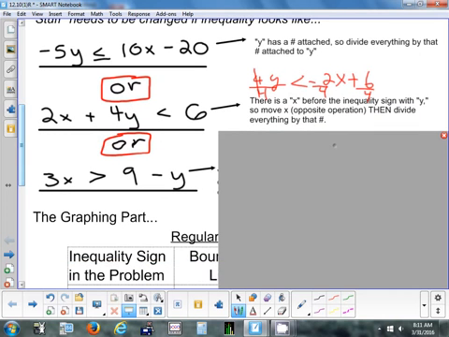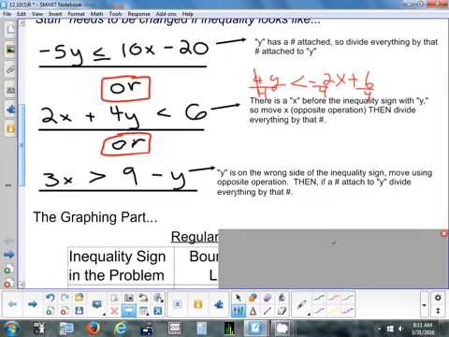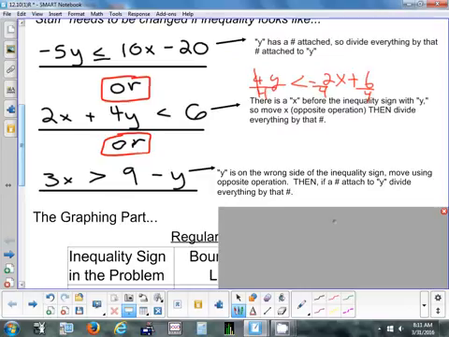And the last type of thing you might have to do to rearrange it is if we have y on the wrong side. We don't want y on the right. We want y on the left.